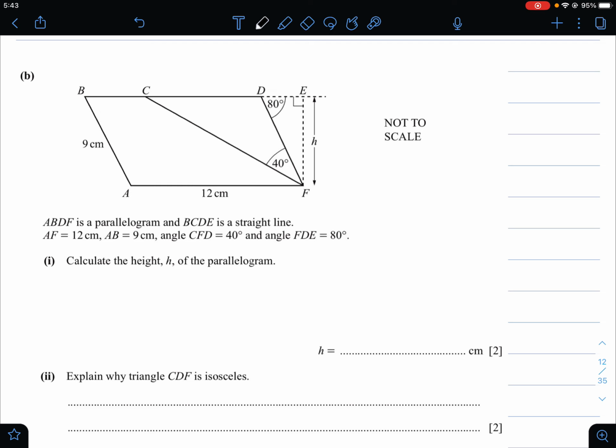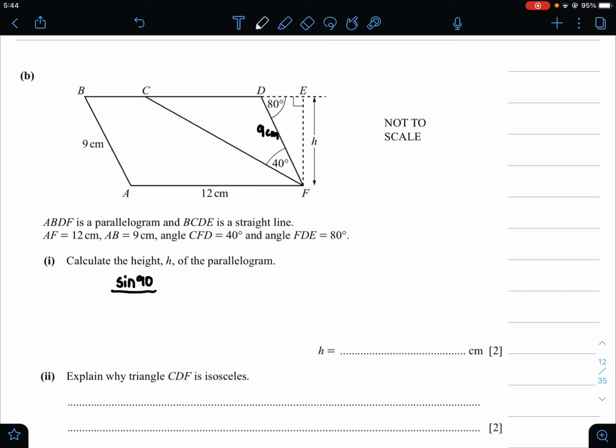Now let's go to part B, where they are asking us to calculate the height of the parallelogram. So this is pretty easy. All you need to do is, this is a parallelogram, so the side DF will also be 9 centimeters. And now since we know all the three angles in the triangle and one side of the triangle, we can use the sine rule and find out the height of the triangle or the parallelogram. So the angle opposite to the 9 centimeter side is 90 degrees.